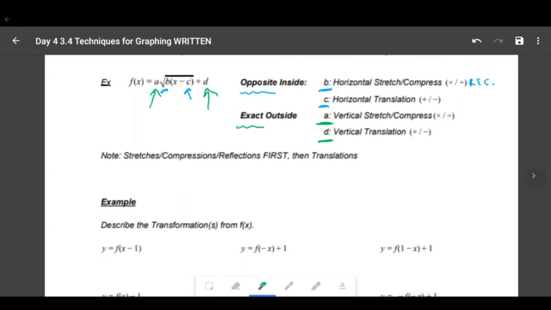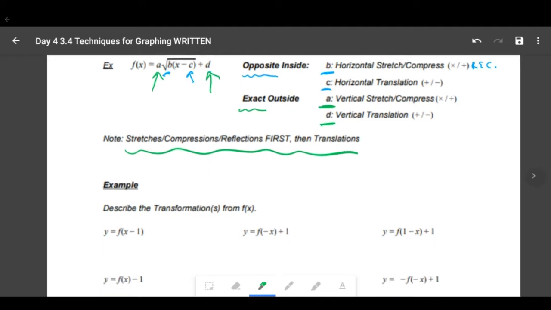When you get to graphing, which we'll talk about later, the stretches, compressions, and reflections you deal with first, then you worry about shifting. Shifting right, left, up, or down is always the last thing, especially the shift up or down. That's always going to be your last thing that you deal with. But we'll get to the graphing in a minute. Have those notes, because we're going to come back to that in a couple of minutes.